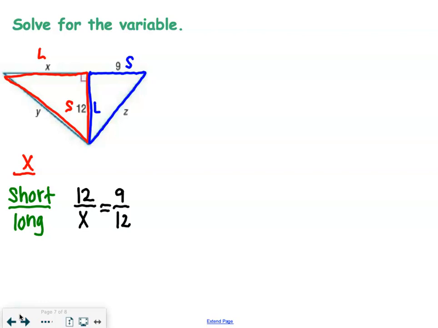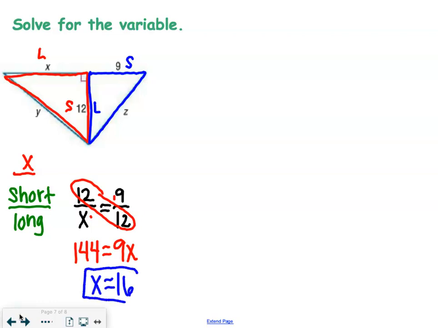So now we're looking, oh no, I don't have the same thing here and here. 9 is an X, but we still are taking 12 times 12. So as long as you're taking the same thing times itself when you cross multiply, you did it right. So 12 times 12 is 144. 9 times X is 9X. Divide out, and we find that X is 16. We love whole numbers. Yay.